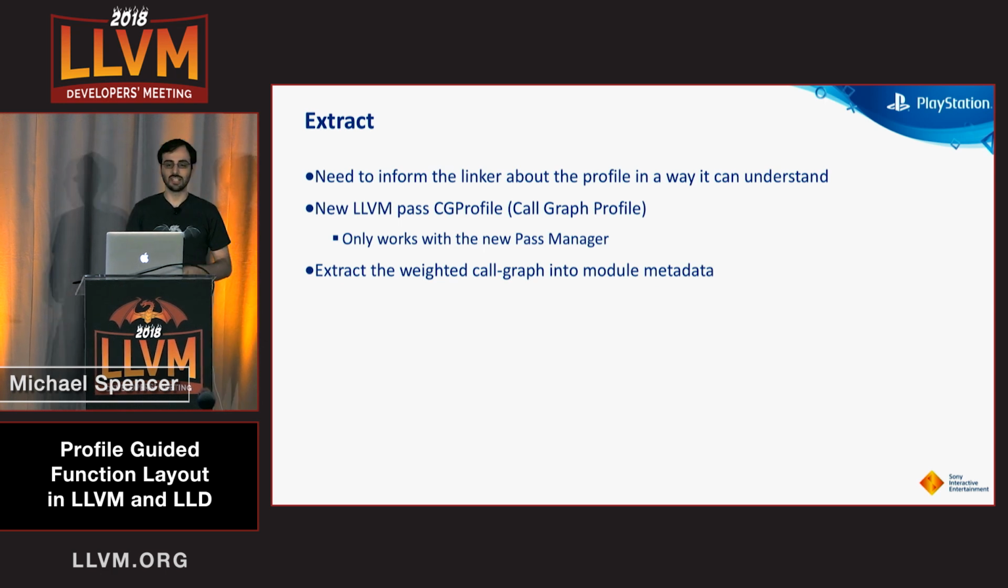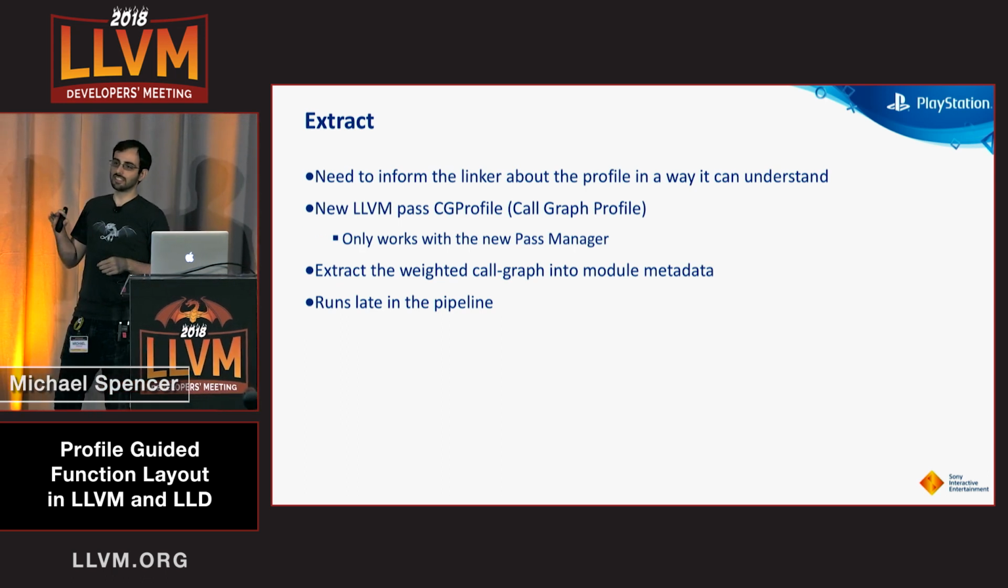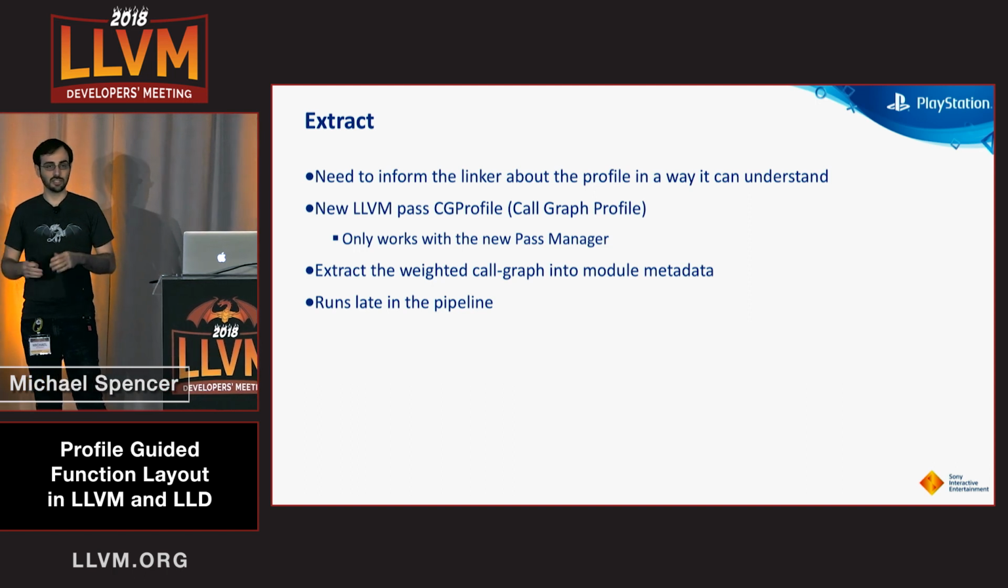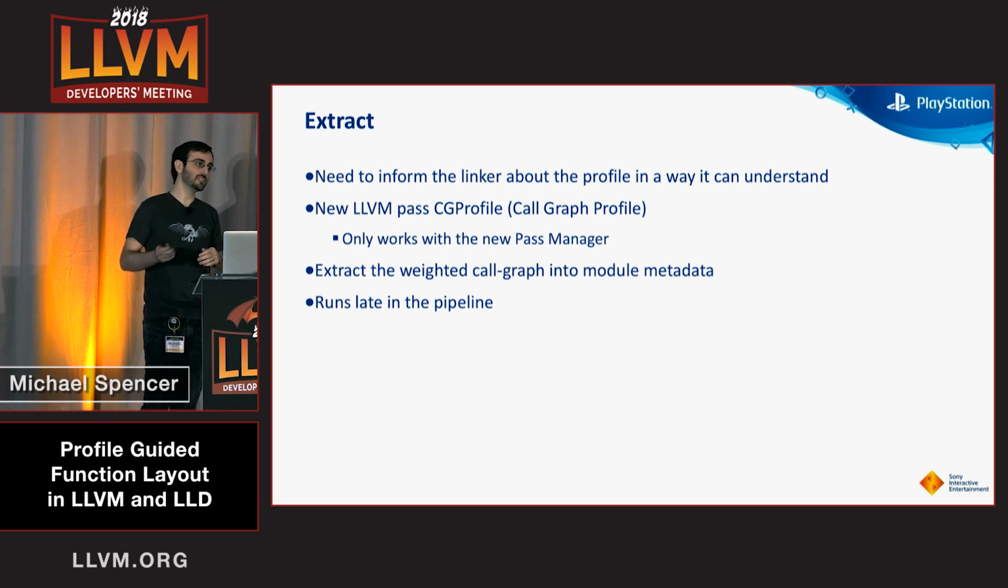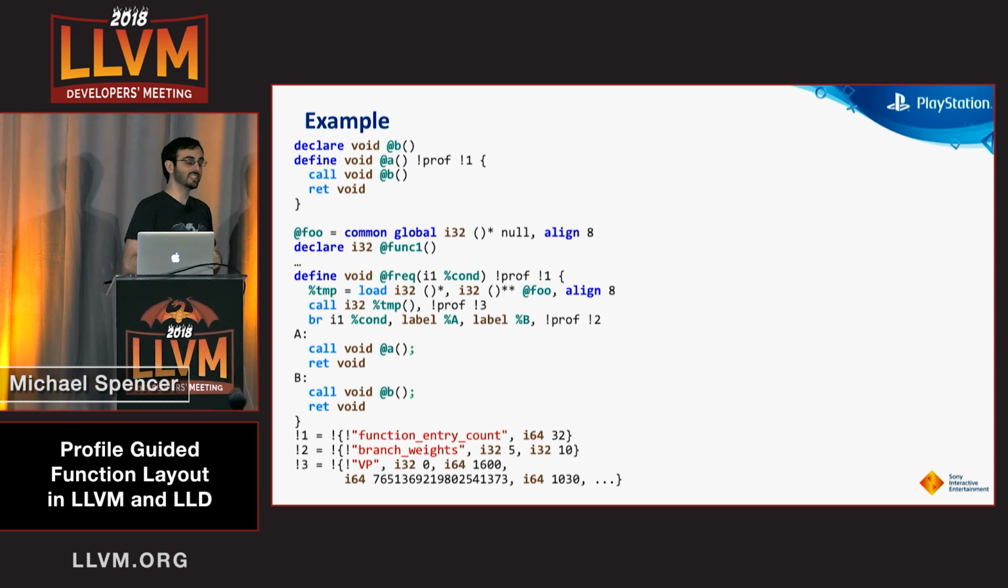and writes this into the metadata. This pass needs to run late in the pipeline. Basically, it can run after the last pass that modifies the control flow graph. So this includes, I think, after things like function merging. And if you're doing LTO, it needs to run after LTO. So let's take a look at an example of what this pass does.